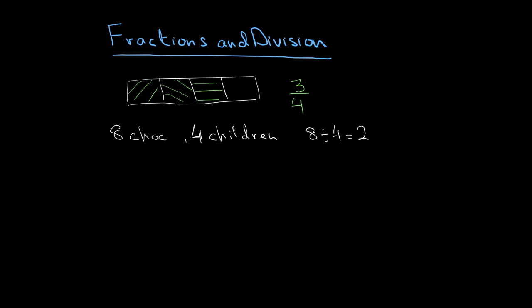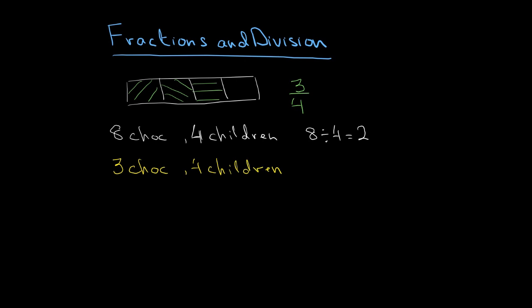Now, let's think I don't have 8 chocolates, but I only have 3 chocolates. So now I have only 3 chocolates, and the number of children are still 4. So how many will each child get? Well, now I have to think about it. I don't have a full chocolate to give to each child.